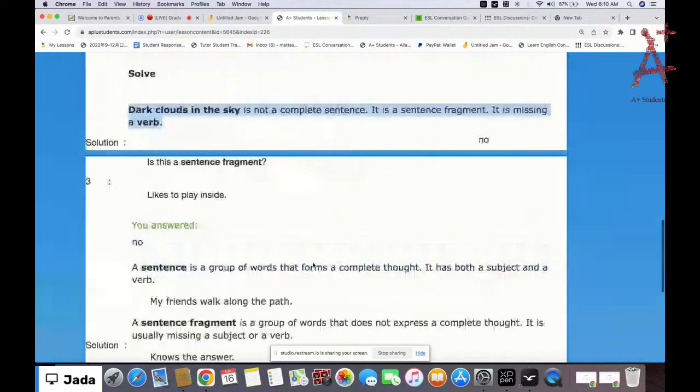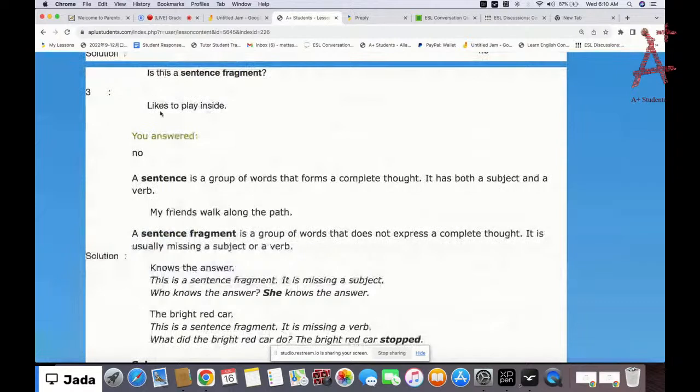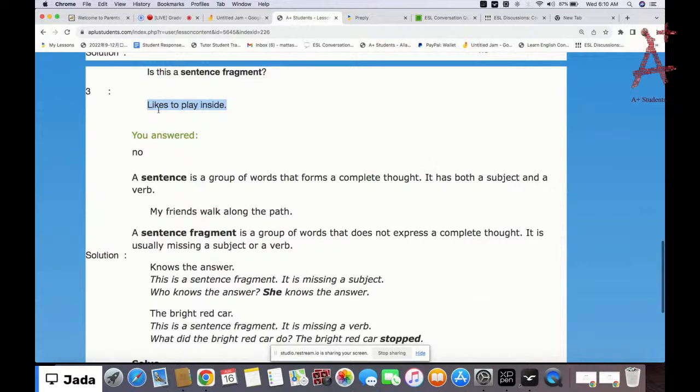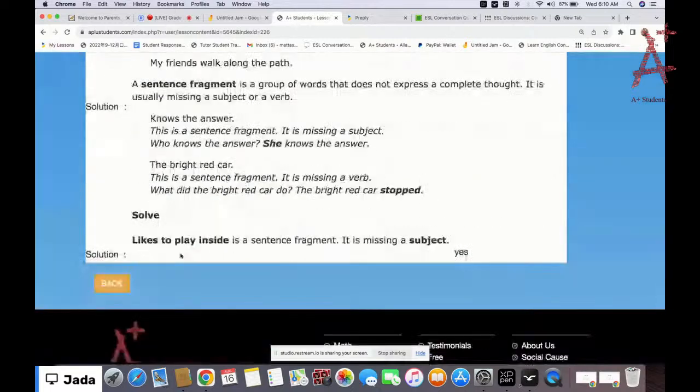So now, likes to play inside. Is this a sentence fragment? Likes to play inside. This is a sentence fragment because it's missing a subject. It just says likes to play inside. Who likes to play inside? It could be my sister, my friend, my uncle, my auntie, anybody. When you just say likes to play inside, obviously something is missing. There's one person in that sentence that is missing. So that's a sentence fragment because it is missing a subject.